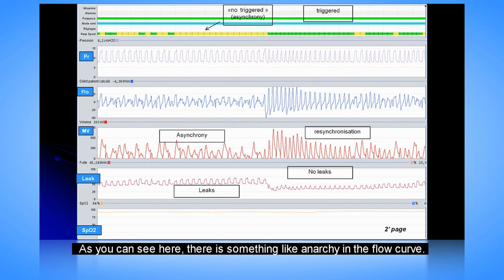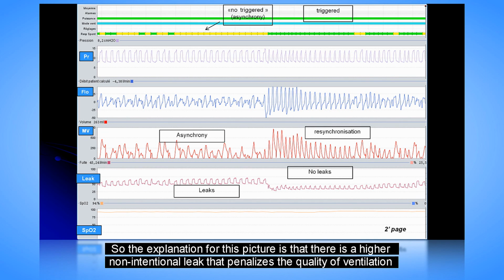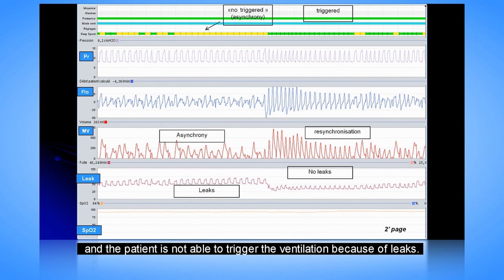As you can see here, there is something like anarchy in the flow curve. Nevertheless, the ventilator pressurizes correctly, but the patient is probably not well ventilated. If we go to the bottom of this picture, you can see that there are increasing leaks in the system. So the explanation for this picture is that there is a higher non-intentional leak that penalizes the quality of ventilation, and the patient is not able to trigger ventilation because of leaks.